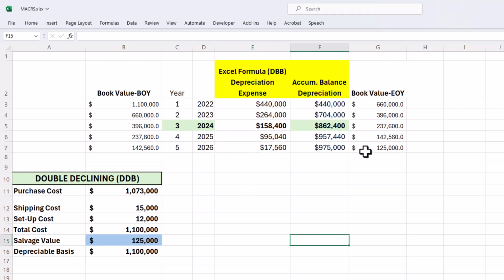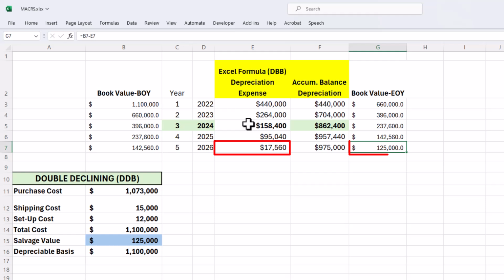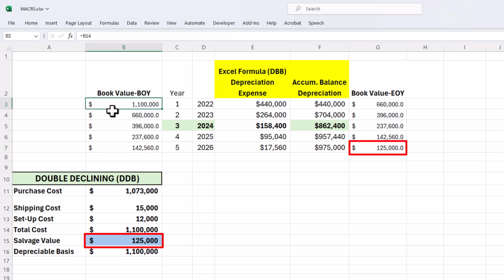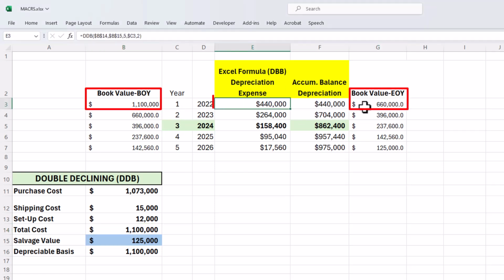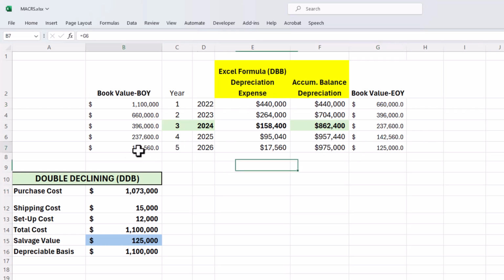You have to make sure that your book value, which is the beginning book value, which is basically the cost for preparing all this, minus the depreciation expense, would be your ending book value. So as you go through the years here, the beginning book value for year 5 was the ending book value of year 4, which is 142,560, minus the depreciation expense, will give you the ending book value.